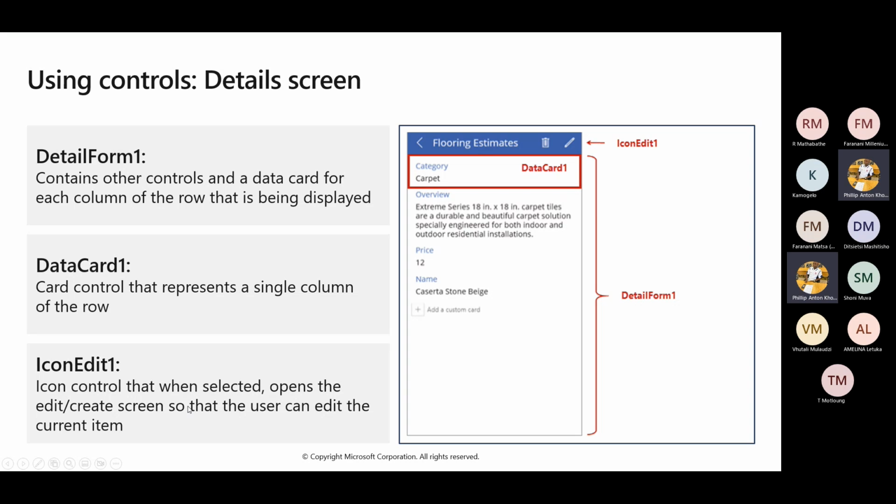So once you click the edit icon, you will have a formula which opens the create or edit screen so that the user can edit. That means once you click here, it will go to another screen where you get to edit this form. Okay.